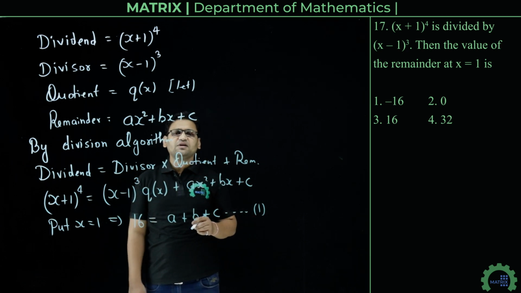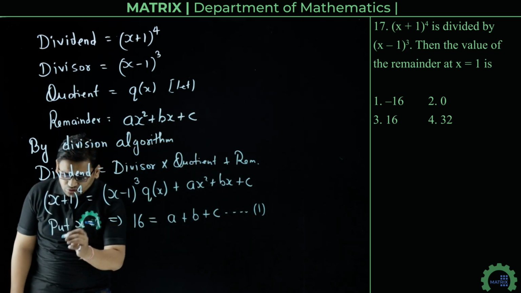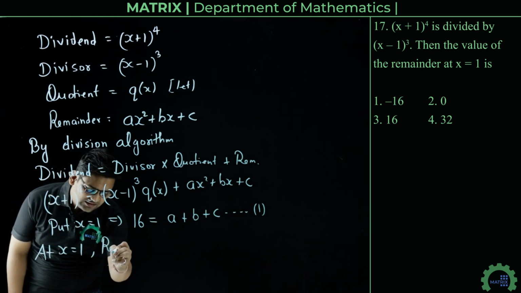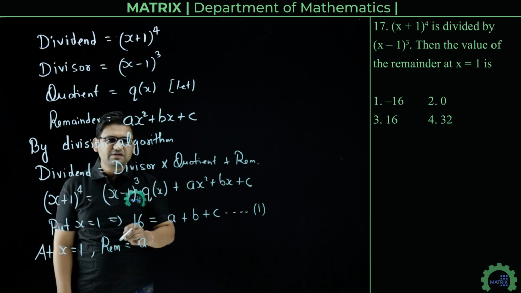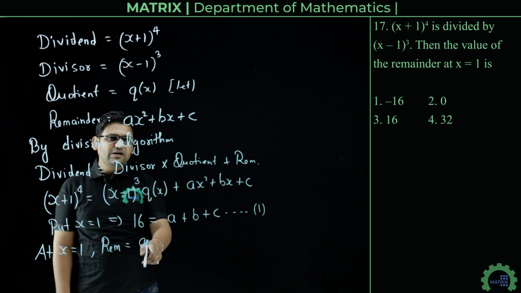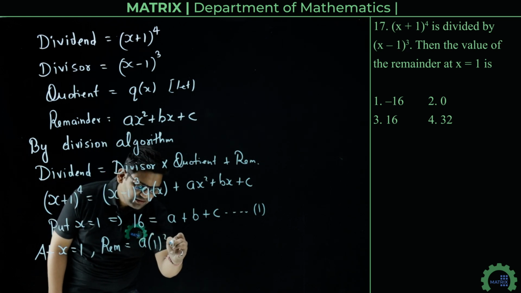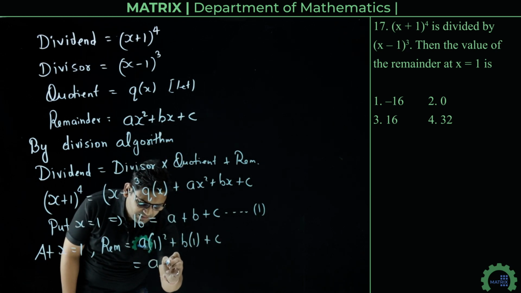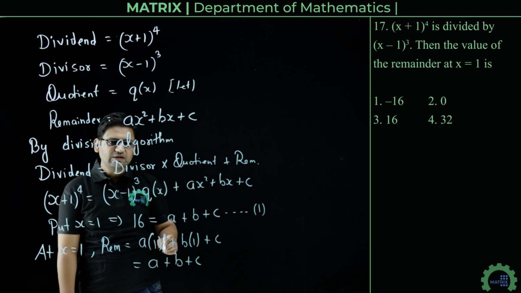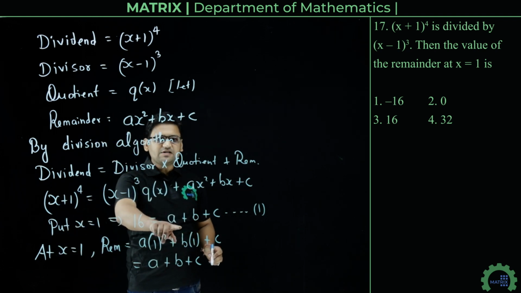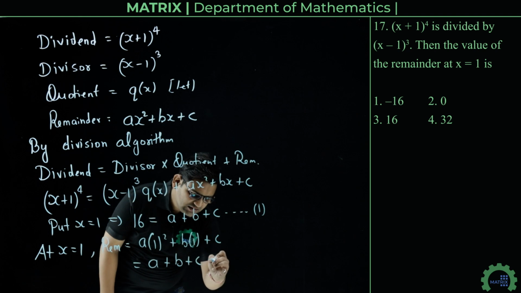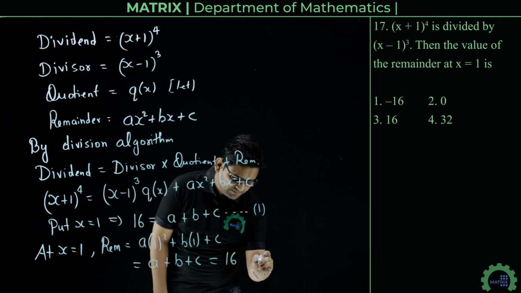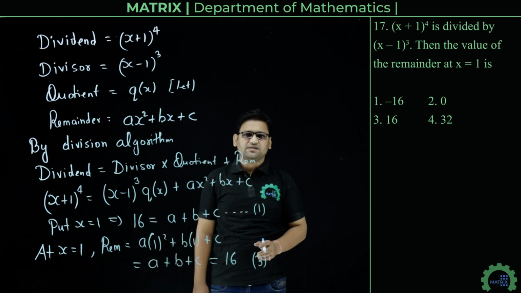Now we have to find the value of the remainder at x equals 1. So at x equals 1, the remainder is ax square plus bx plus c, so the remainder will be a into 1 square plus b of 1 plus c, that is a plus b plus c. This is our remainder at x equals 1, and we know from equation first that a plus b plus c is 16. So the remainder is 16 at x equals 1. So option number 3rd is the correct answer.